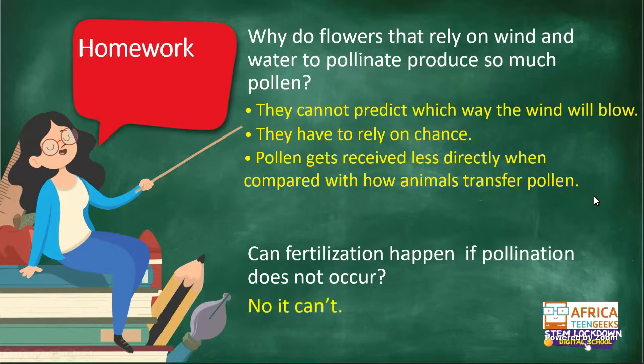Okay. Wow. Can fertilization happen if pollination does not occur? And I jumped the gun there and gave you the answer, so I'll just put it up there, and no. The answer is it cannot. Fertilization can only happen if pollination happens. Okay.